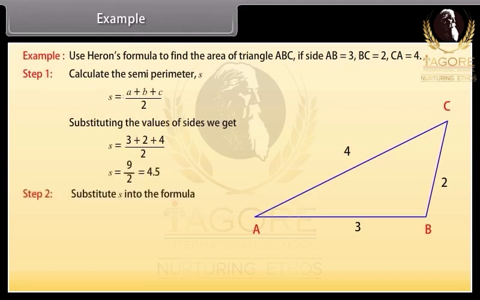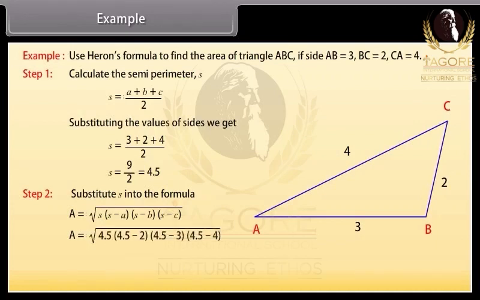Step 2. Substitute S into the formula, A is equal to square root of S into (S minus a), (S minus b), (S minus c). We get A is equal to square root of 4.5 into (4.5 minus 2) into (4.5 minus 3) into (4.5 minus 4). By calculating it, we get A is equal to square root of 8.4375, which is approximately equal to 2.9.